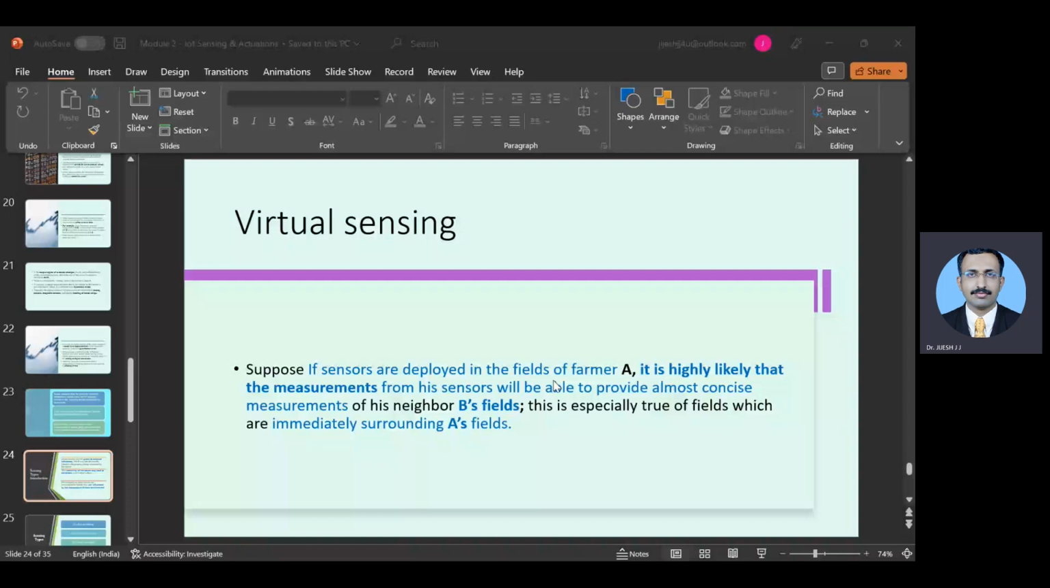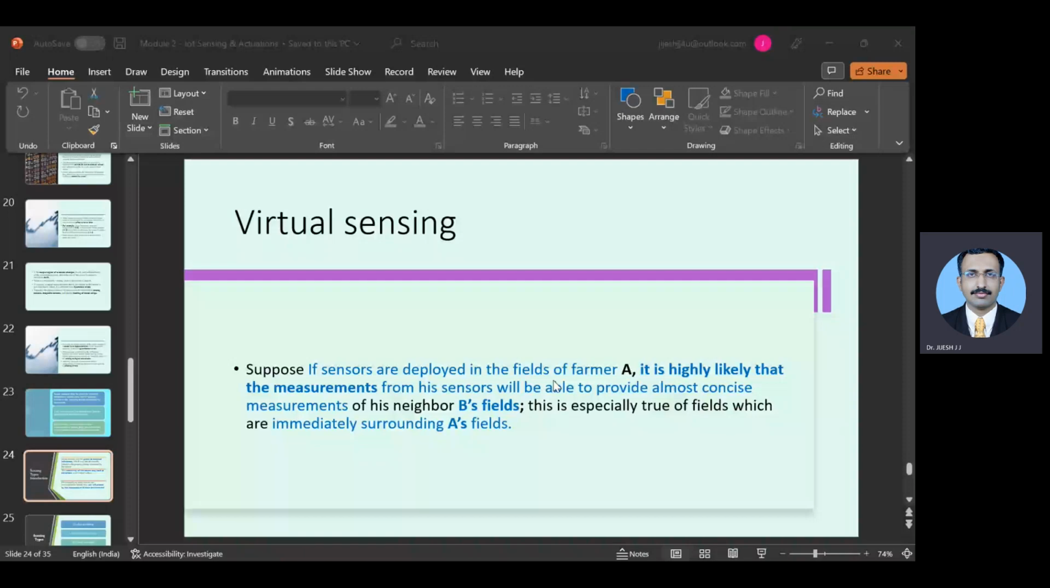For example, if any crop finds that there is a problem, the same advice can be given to farmer B without any sensor connected at farmer B's land. We have not connected any sensors to the land B. We have connected sensors only to the land A. Keeping the parameters of land A, we are giving advice even to land B also.